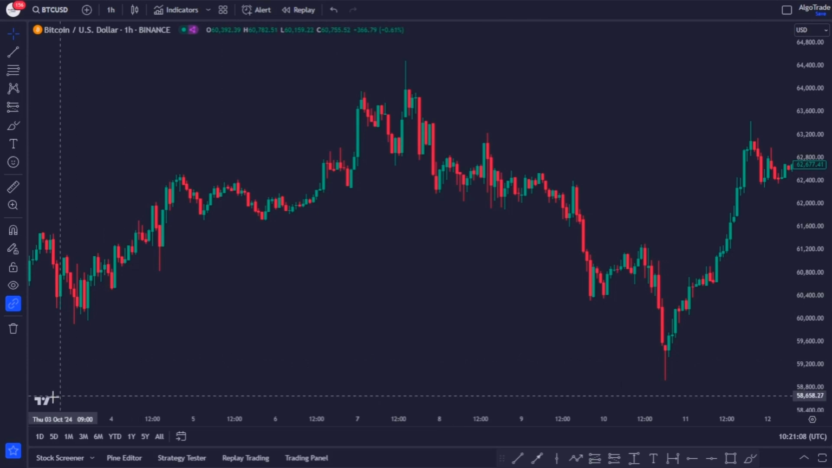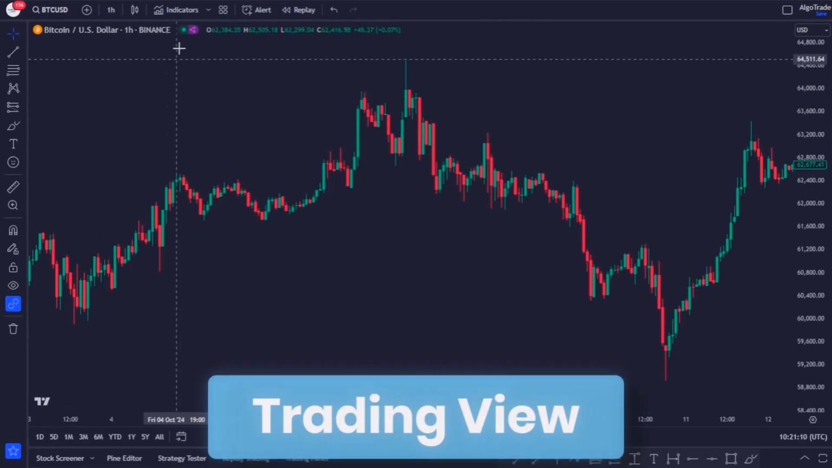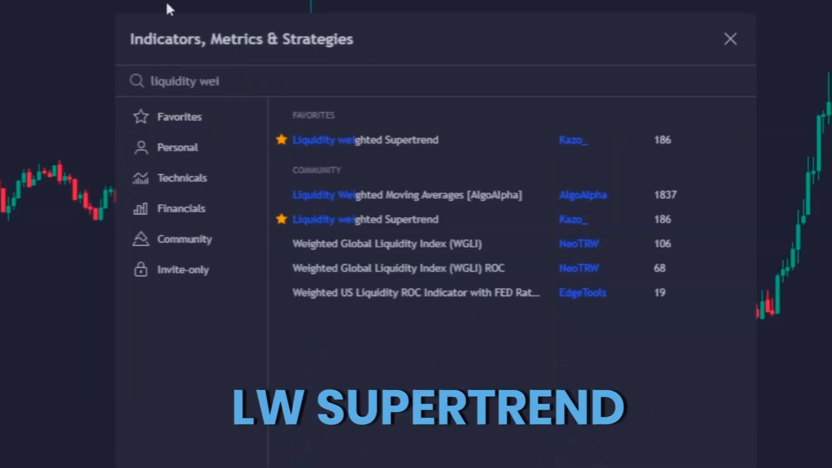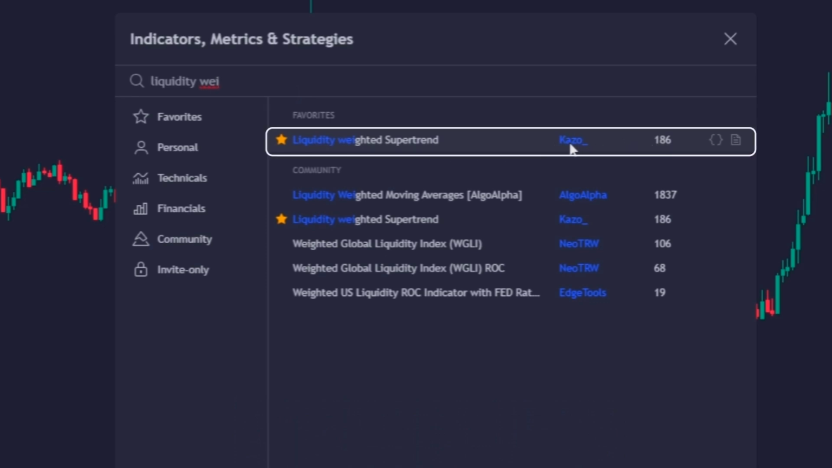Firstly, let's start by adding the indicator to our TradingView charts. First, click on Indicators, then type Liquidity Weighted SuperTrend, and you can use this option here by Caso, which is free.